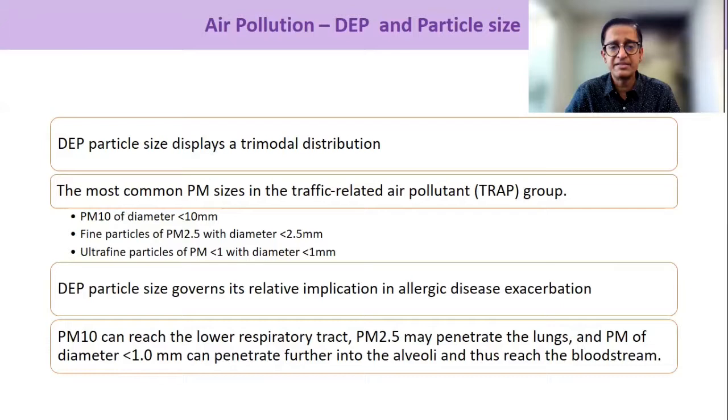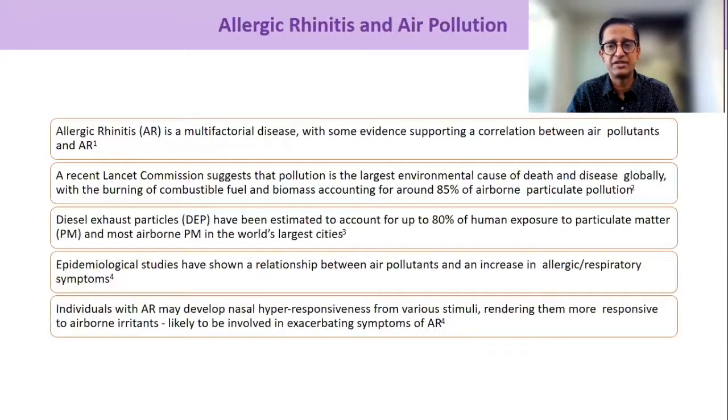The particle size governs which bit of the airway it will implicate, or in case the PM is less than 1, it would even go into the bloodstream and cause systemic manifestations. You can see that PM10 can reach the lower respiratory tract, PM2.5 can penetrate the lung, and PM1 can penetrate into the alveoli and reach the bloodstream. That's something I want you guys to remember. So that's about air pollution.